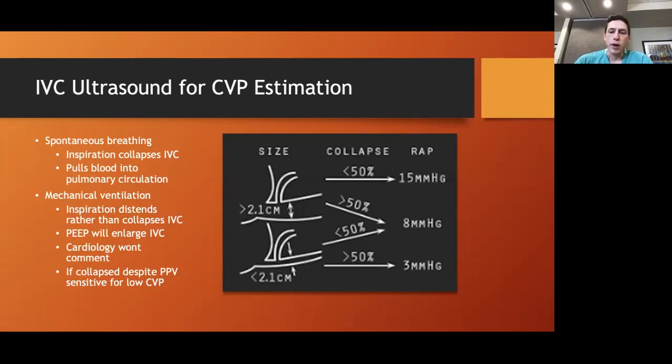Now, it's important to recognize that positive pressure ventilation from mechanical ventilation will reverse the pattern of respirophasic variation. Inspiration will distend the IVC rather than collapse it, and so our estimation of CVP is limited. You'll notice that when cardiology interprets an echo on a mechanically ventilated patient, they generally won't comment on the CVP, and sometimes the technician won't even image the IVC. However, if despite mechanical ventilation, the patient's IVC is still small and collapsible, that is fairly sensitive for a low CVP state.